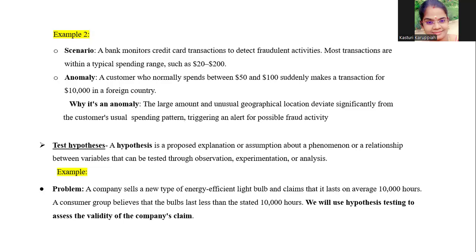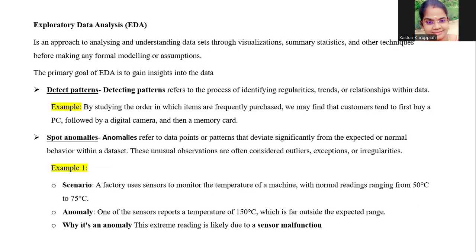By assessing the validity of the company's claim using hypothesis testing, the consumer group claims that it does not go for 10,000 hours and it will be less than the stated 10,000 hours. This is called a hypothesis, test hypothesis. Okay, what do we see here?